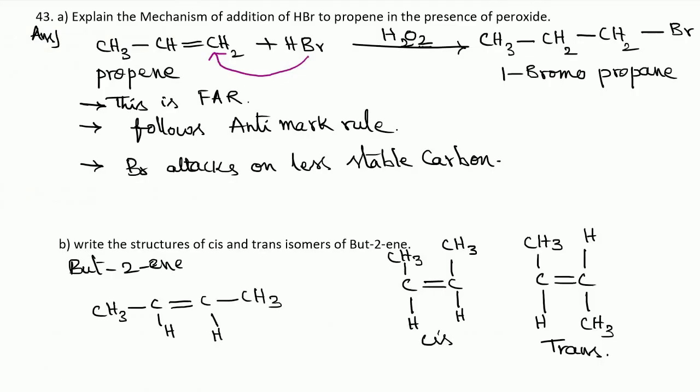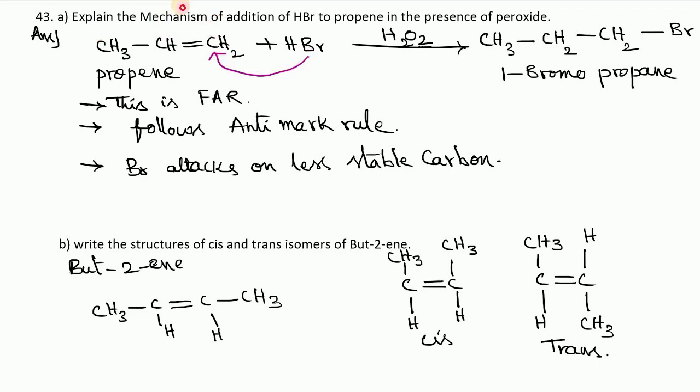Next, let us see the next question. Explain the mechanism of addition of bromine to propene. This is propene, CH3 CH=CH2. So addition of bromine, in presence of peroxides, H2O2, hydrogen peroxide. Here one is a primary carbocation, this is a secondary carbocation, and this is also a primary carbocation.